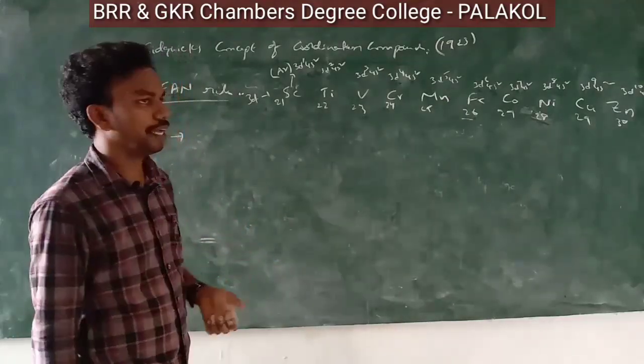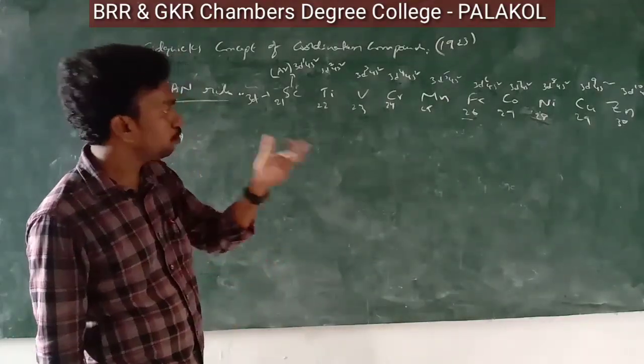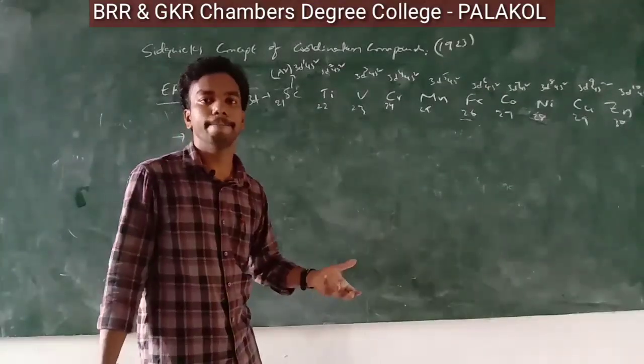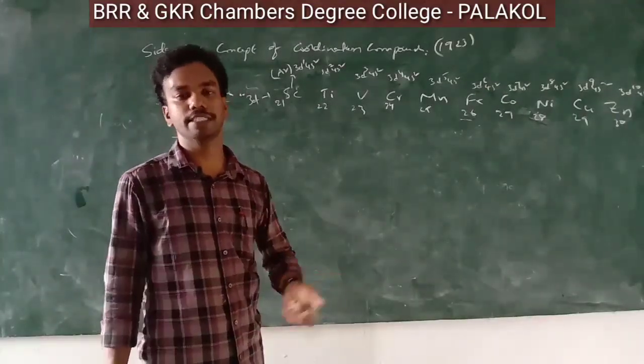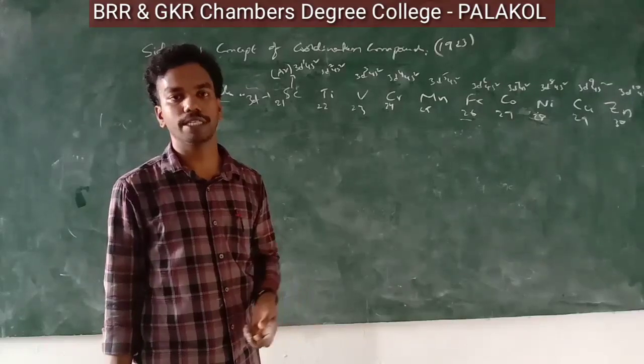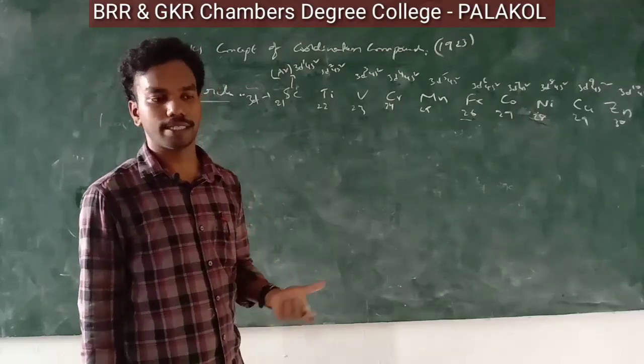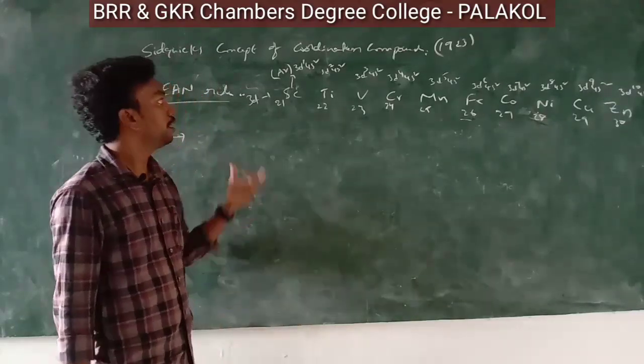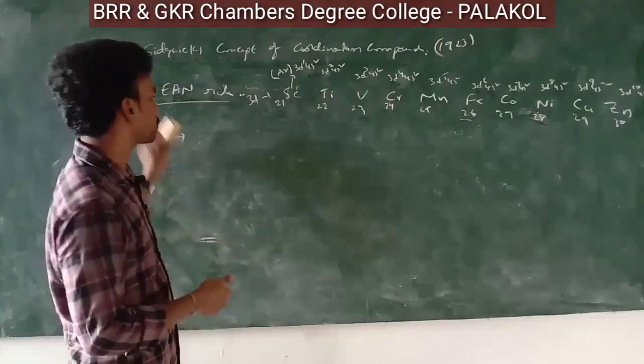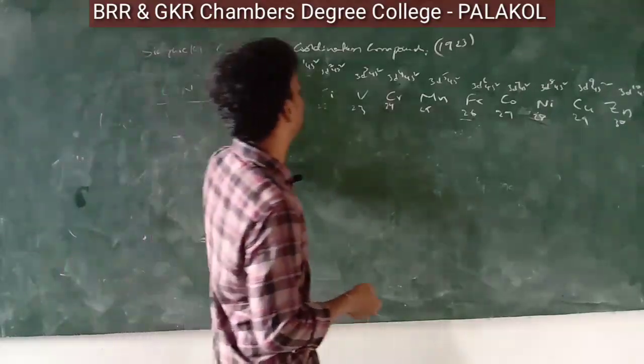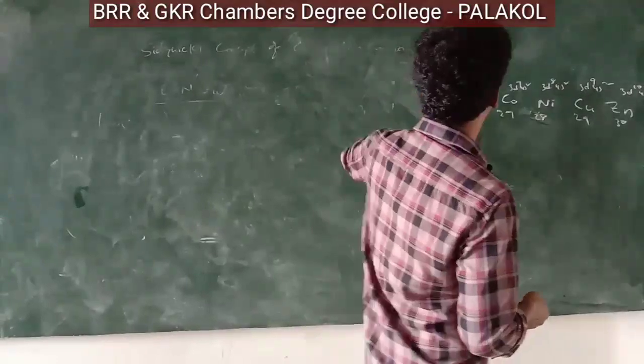And the second thing: a few complexes do not obey EAN but are still stable. There are many complexes that do not obey EAN but are stable. These two are the drawbacks of Sidgwick's theory. And next, the most important theory, valence bond theory.